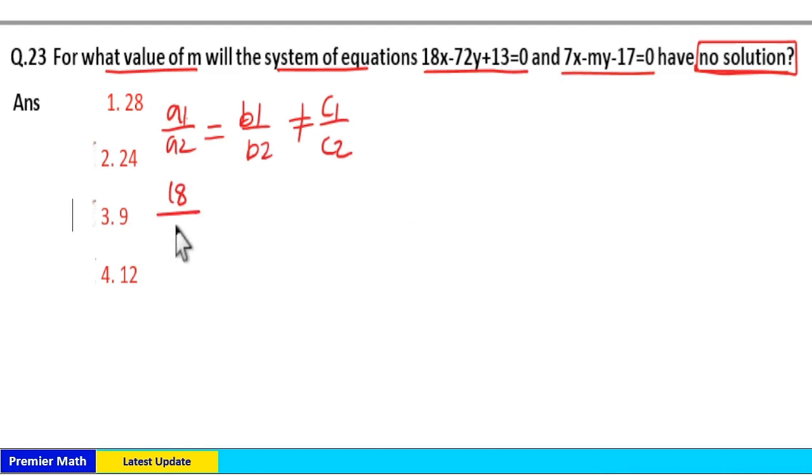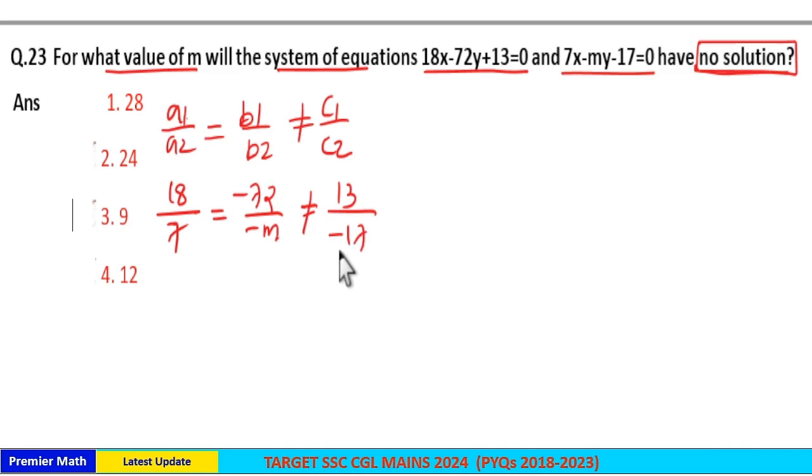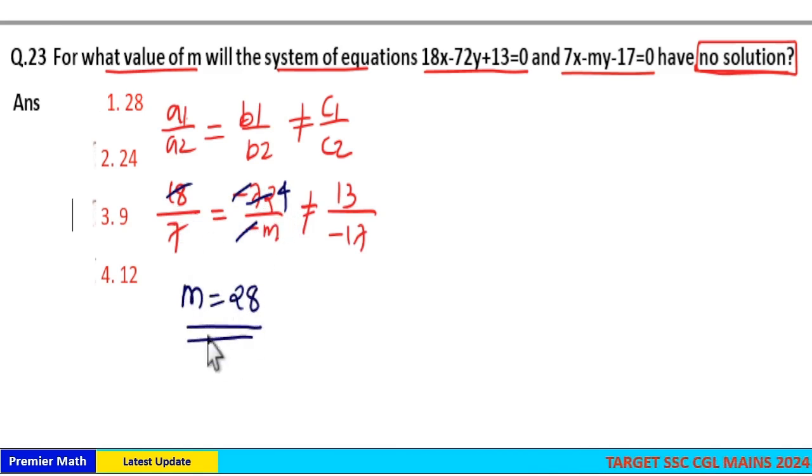18 divided by 7 is equal to minus 72 divided by minus m, should not be equal to 13 divided by minus 17. Now cancel the values. 18 goes 4 times in 72. So m is equal to 7 into 4, 28. So when m is equal to 28, these two equations have no solution. So option 1 is your answer.